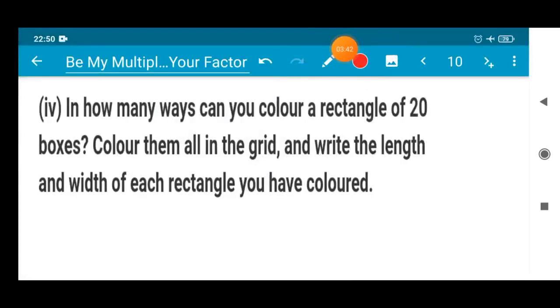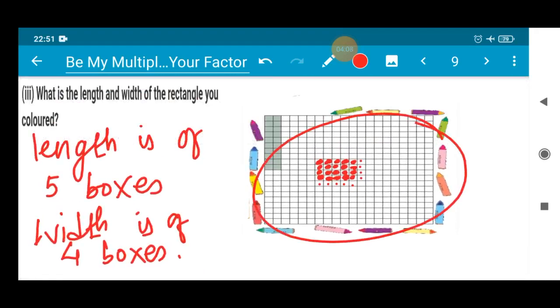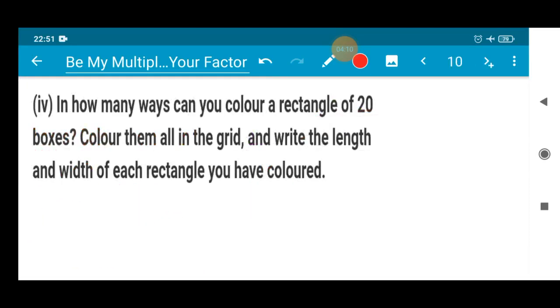Okay, the last question is left, that is: in how many ways can you color a rectangle of 20 boxes? Color them all in the grid and write the length and width of each rectangle you have colored. Then you have to make different patterns using only 20 boxes. In how many ways can you make a rectangle? Using this grid, you have to write the length and width of each rectangle also.